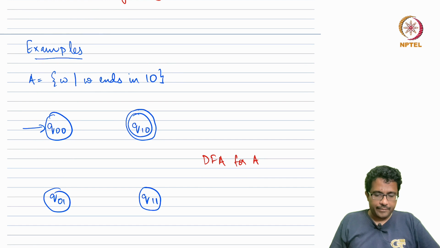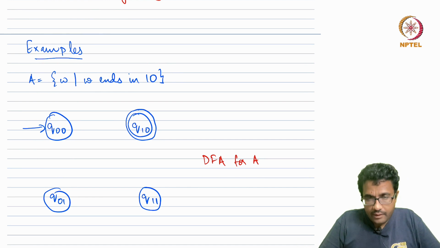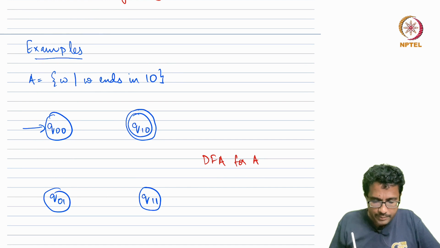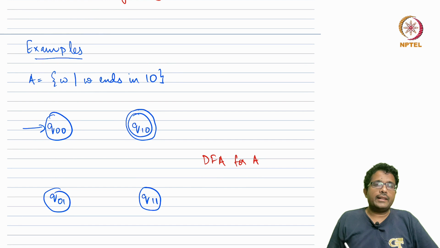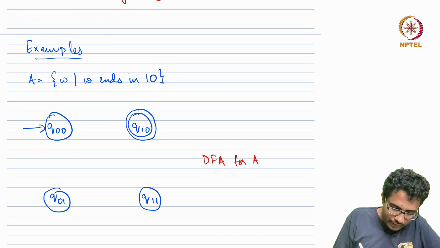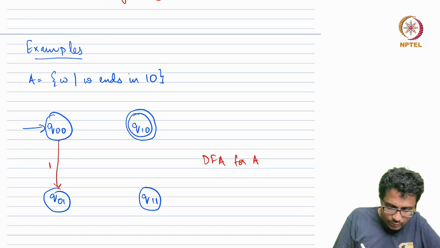One example is the set of all binary strings that end in 1 0. One way to do that using a DFA is to keep track of the last 2 symbols that we saw. So we have 4 states, q 0 0, 0 1, 1 0 and 1 1, and the accepting state is 1 0. For instance, if the last 2 symbols that you saw were 0 0, and you see a 1, then this 0 becomes the penultimate symbol seen, and the last symbol that you saw is a 1. If you see a 0, it's a self loop.